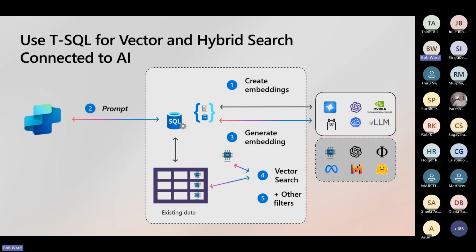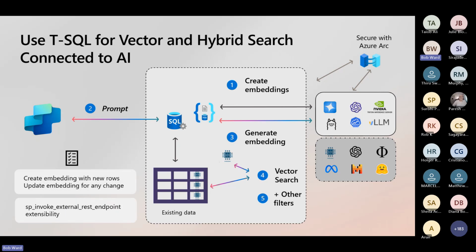Now, a couple of things to keep in mind as we're building this out for you. Number one is that when you want to use Azure OpenAI, we will provide a way to securely communicate with Azure OpenAI using managed identities with Arc. Second of all, we will provide you with solutions to show you how to create embeddings for new rows that come in and how to update embeddings for any change to your data.